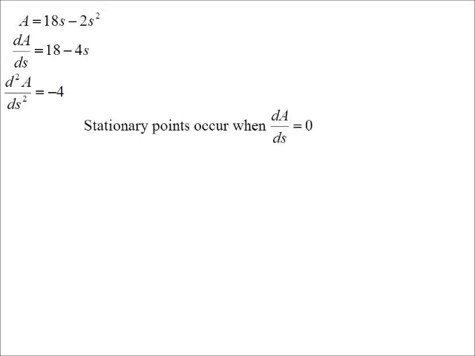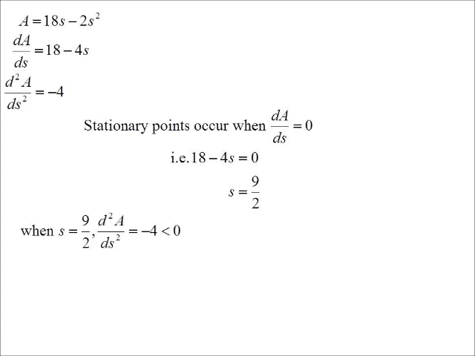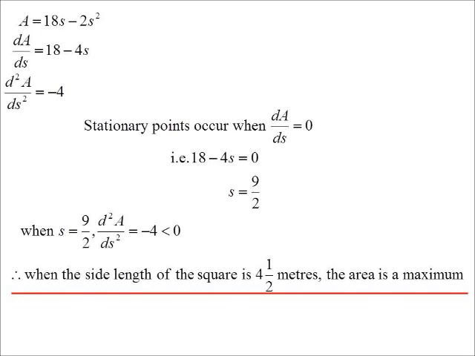Stationary points will occur. Now I'm not going to draw the graph, but I still want to locate that stationary point. And we get S is 9 on 2. Now let's just confirm that that does give me the maximum. Second derivative is negative, concave down. Therefore, here I am, up at the top. So yes, when S is 9 on 2, which is the length of the square, the area is a maximum.